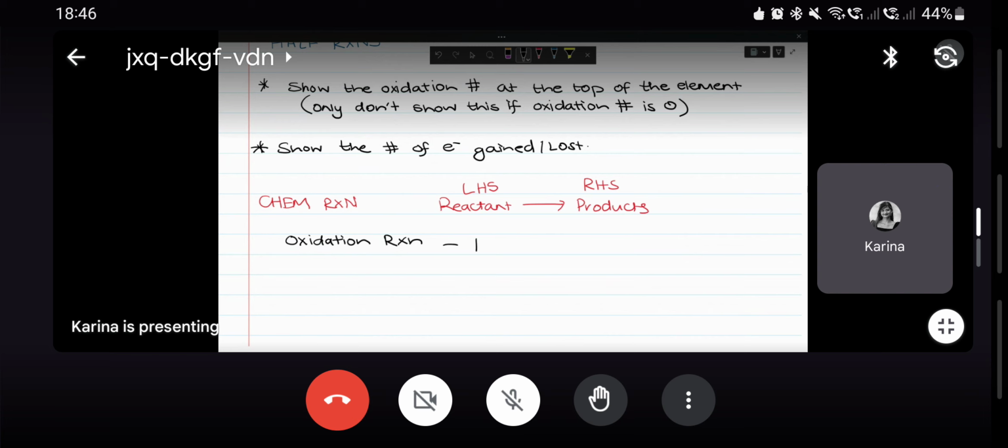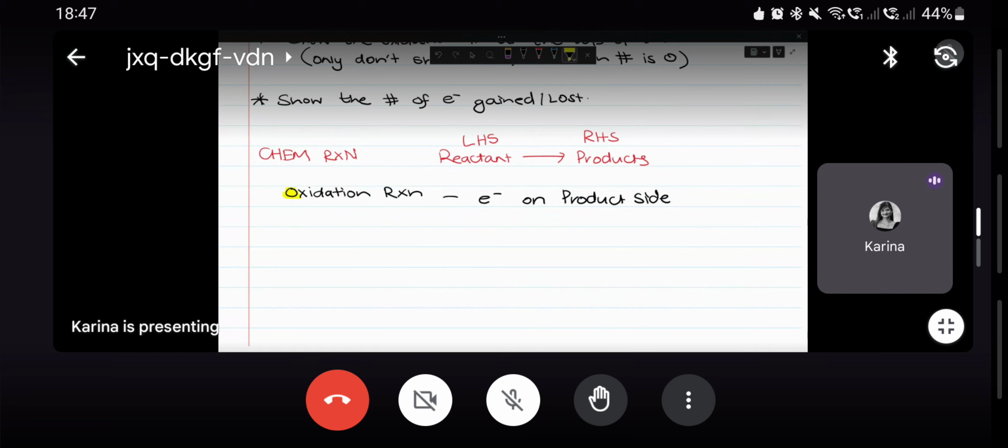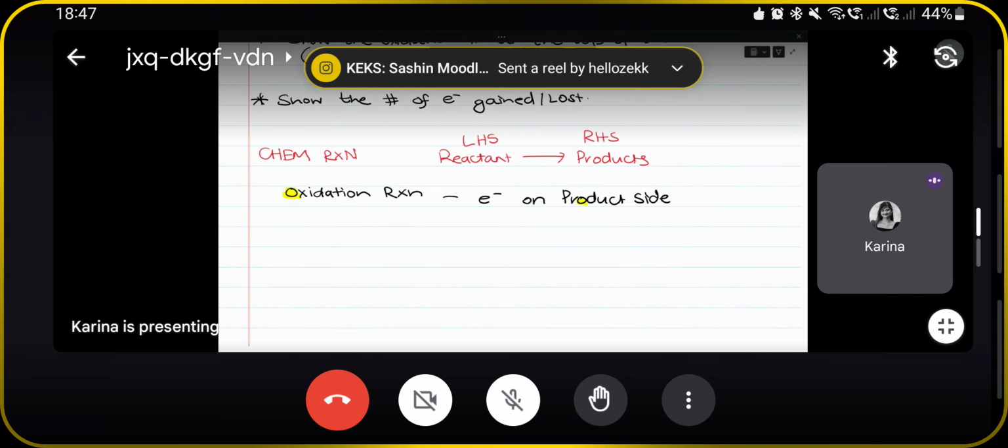I'm going to write electrons like this for short. Electrons on the product side. So how do we know this? If you look at the word oxidation, it's got an O in it. Product side has an O in it. So this will tell us if we have the oxidation half reaction, then we need to say electrons on the product side.